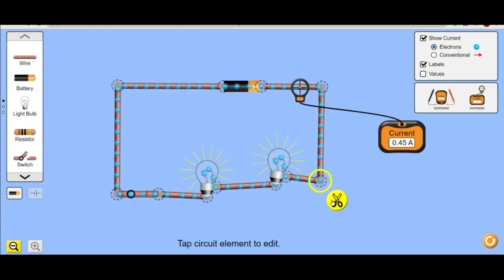Let's break the circuit from here and add one more bulb. So now we have got three bulbs. Now you will notice that the current flowing through the circuit has reduced and becomes 0.30 ampere, which means that the brightness of the bulb will decrease or reduce if we keep on increasing the number of bulbs. This is the drawback or disadvantage of a series circuit.